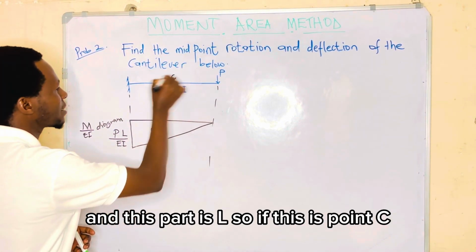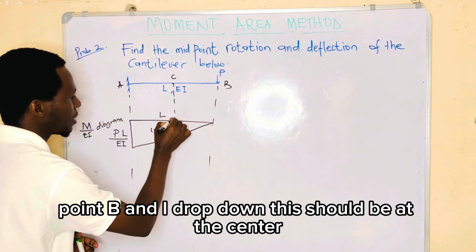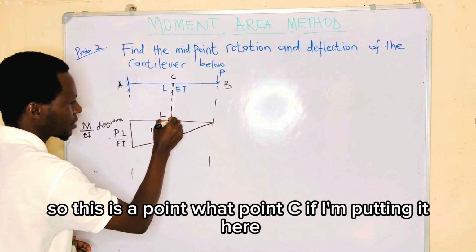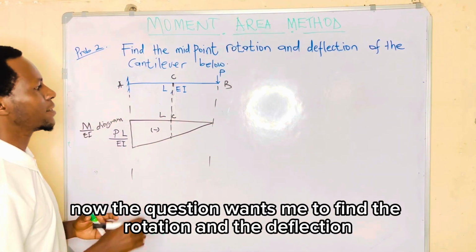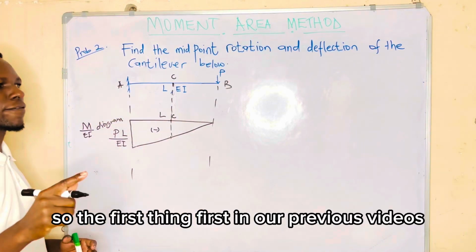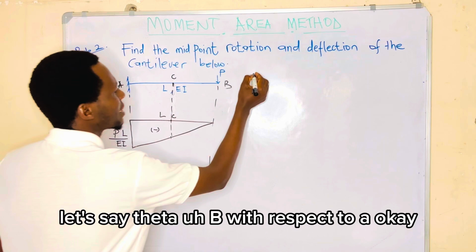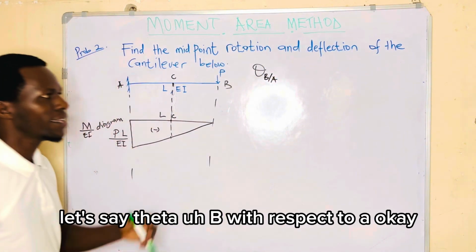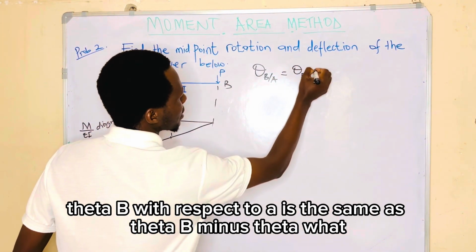If this is point C, this is point A, this is point B, and I drop down to the center, this is point C, if I'm putting it here. Now the question wants me to find the rotation and the deflection. First, in our previous videos we learned that the change in slope, let's say theta B with respect to A, is the same as theta B minus theta A.